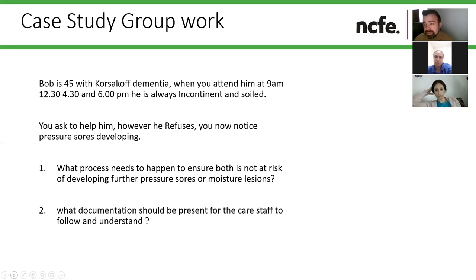Morning, Bob, do you want to use the toilet? Could save him being incontinent at 9. Then at 12:30, which is normally the lunch round, at 11, we could go, look, Bob, do you want to use the toilet? So a simple strategy change could improve continence care.